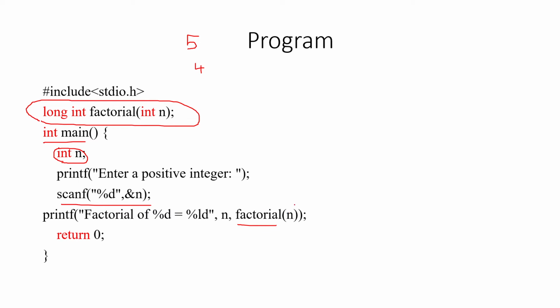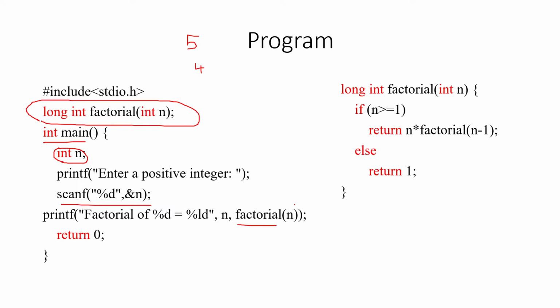Now we come to the function definition part. Here we are going to write the recursive part. As I told you, a recursive function means a function that calls itself. Here the function name is factorial, and we keep calling this function again and again. So this is the function definition: long int is my return type, factorial is the function name, and the data type is int with variable name n.